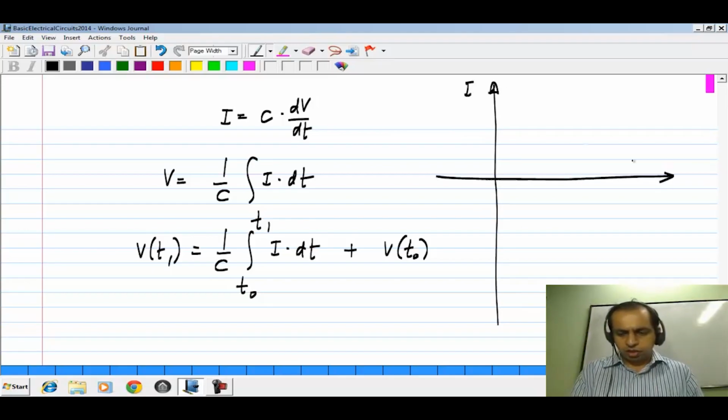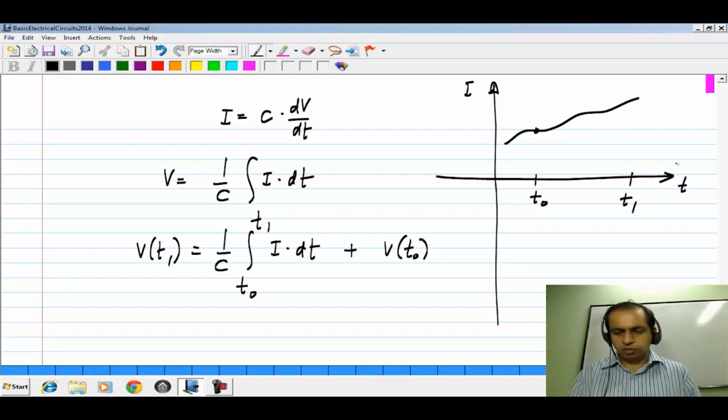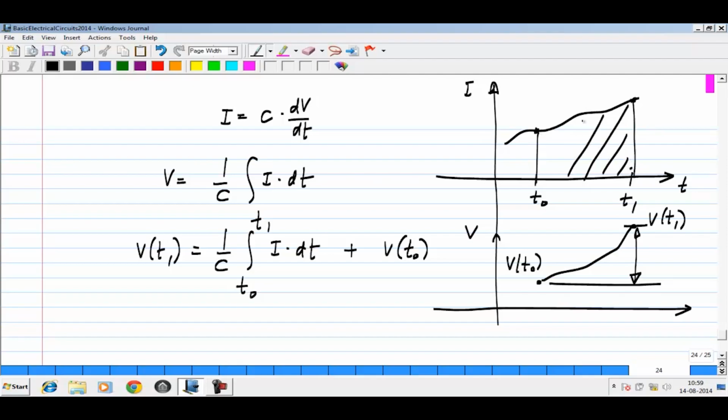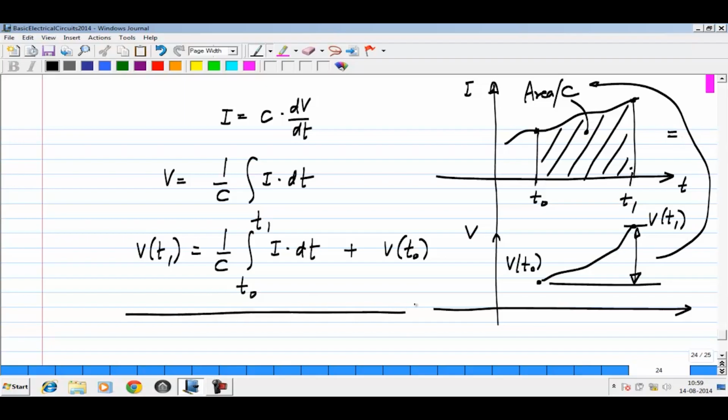So let's say the current follows some waveform like this, and this is t0 and this is t1. I have drawn it versus time, and if you plot the voltage, it has some value at t equals t0. This is the voltage, and it will increase in some way, and at t1 it will be V of t1. This increase, V of t1 minus V of t0, is given by the area under the current curve, divided by C. So that's what this is saying.